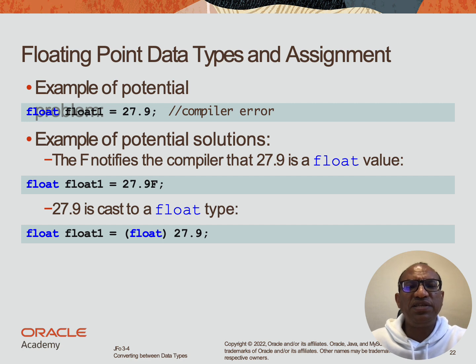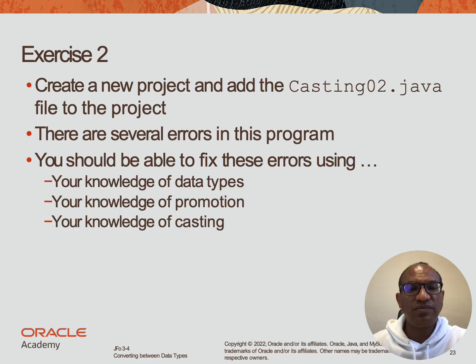This is done by placing a capital F after a number value. Otherwise, 27.9 is assumed to be a double type, and a compiler error occurs because a double type value cannot fit into a float variable. Exercise 2 challenges you to apply casting and promotion rules. Fix the provided errors using what you've learned so far.